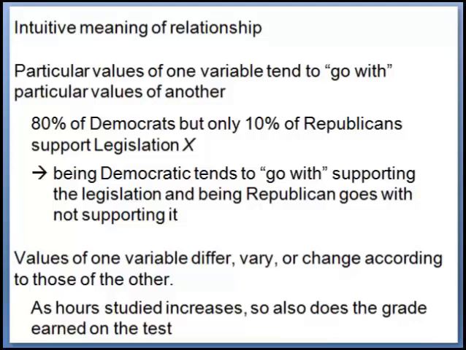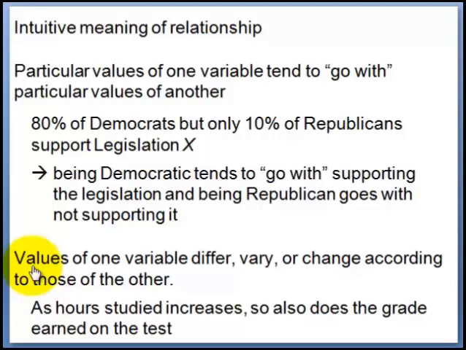So suppose that you have two variables, political party and support, yes versus no, for legislation X. Well then, if 80% of Democrats but only 10% of Republicans support legislation X, then the value Democrat is tending to go with the value supports. And looked at differently, the value Republican goes much less often with support for legislation X and much more often with voting against legislation X.